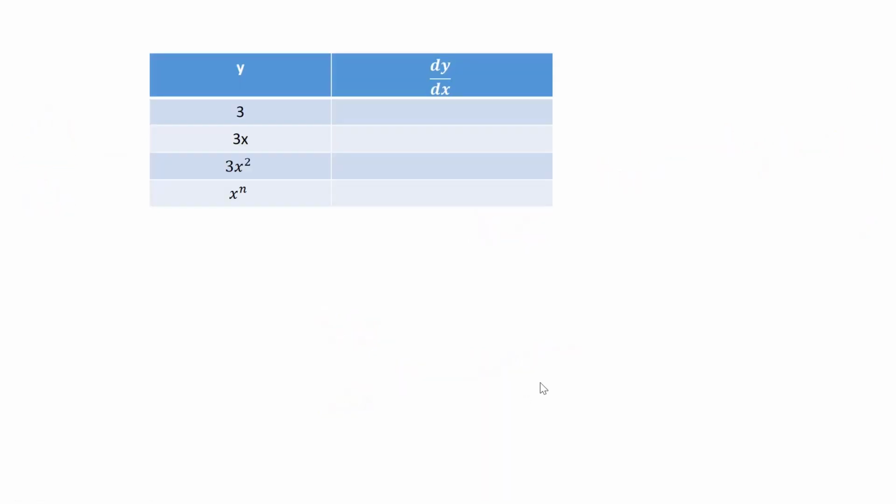So we want to summarize what we have done so far. These are the functions and these are their derivatives with respect to x. So first we have 0. So remember that for every constant the derivative is 0. Then we have 3 here, we have 6x here, and in general we have n x to the power n minus 1.